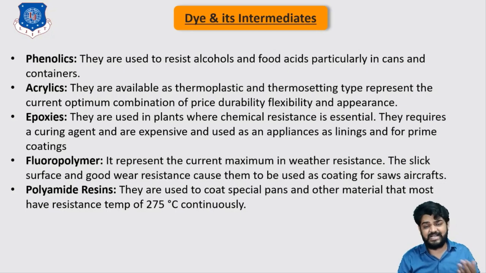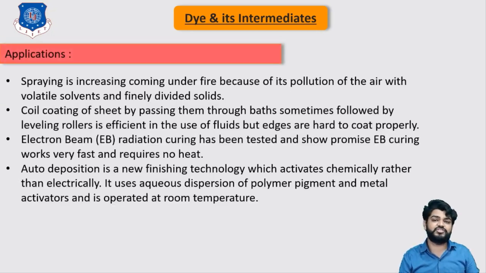Now, after discussing this classification, let's continue to the last topic of this chapter, and that is applications. The spraying of paint is increasingly coming under fire because of its pollution of the air with volatile solvents and finely divided solvents. Spraying of paint causes different pollution problems, since we are using volatile substances which ultimately dissolve in the air. Then, coil coating of sheet by passing them through a bath, sometimes followed by leaving rollers, is efficient in the use of fluid, but edges are hard to coat properly.